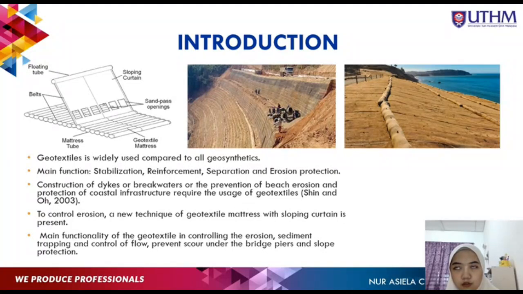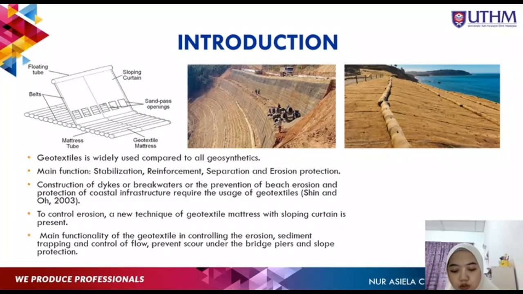If you understand the concept of a tsunami, as a tsunami happens, the sedimentation goes away with the water. So this sloping curtain helps to control the circulation of flow on the seabed. It is a new way, or an alternative technique, to control erosion. And the main functionality of geotextile, if I may explain, is for controlling erosion, sediment trapping, and control of flow.